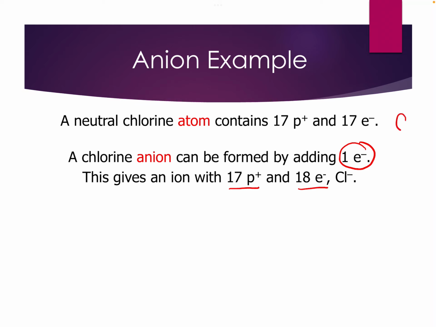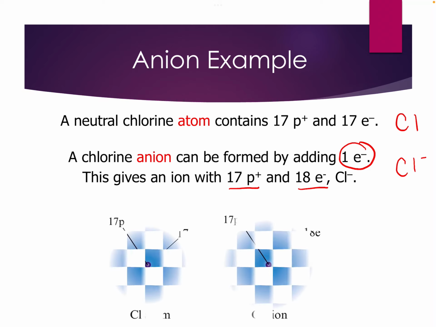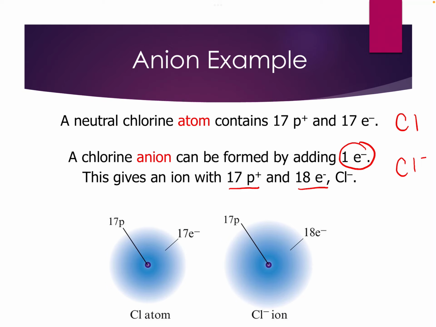So now, instead of being a neutral chlorine atom, we have Cl minus. Okay, and remember, we're not going to write ones in chemistry. So even though it's Cl1 minus, we just write Cl minus. Okay. So when chlorine gains a valence electron, it becomes bigger, right? It goes from 17 electrons to 18 electrons, and as it gains, it will become a larger atom.